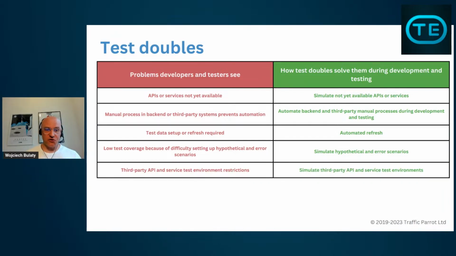Another typical issue is that third-party APIs or services have restrictions. For example, a test environment for a third party might have different rate limits to the production service. This doesn't allow you to do as much automated testing as you'd like in your CI/CD pipeline, for example. So what you can do is use a test double to simulate that service or API and have as many responses as you'd like.